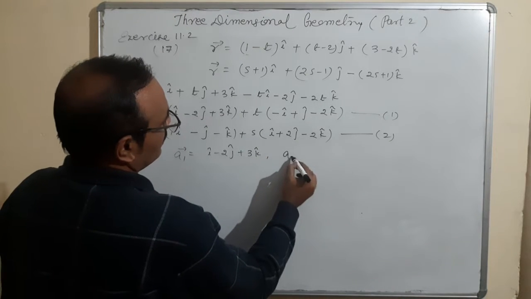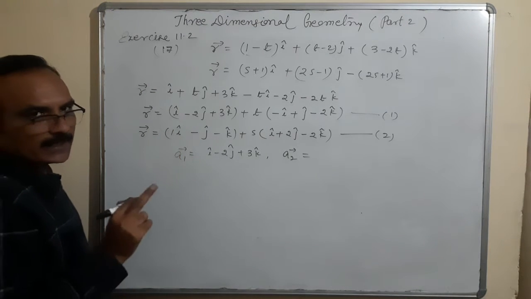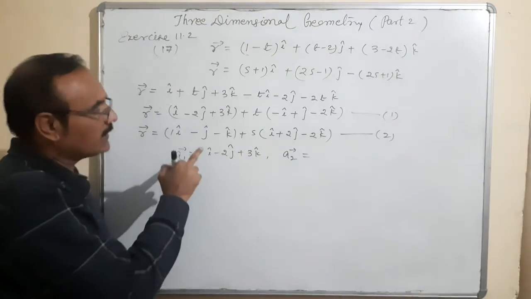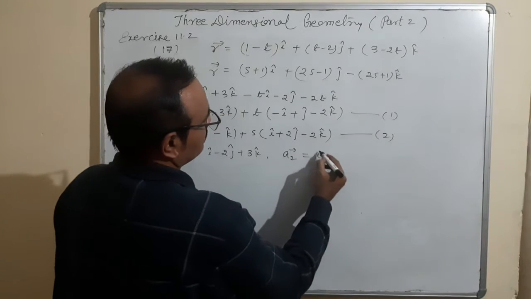A1, A2. A2 is the point on the second line, from where the line is passing: i minus j minus k.